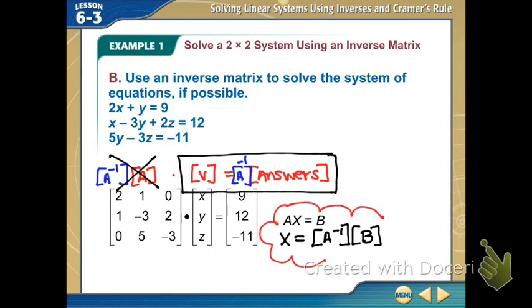Okay, so this is all we're going to see. Just this right here. So this is a 3 by 3 system, okay? And the way you're going to find your inverse for your 3 by 3 system is you're going to use your calculator, okay? We're not going to ask you to calculate those inverses by hand.